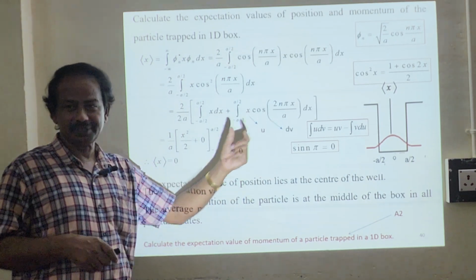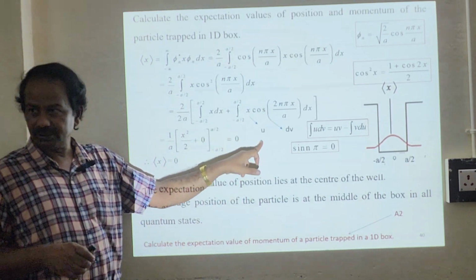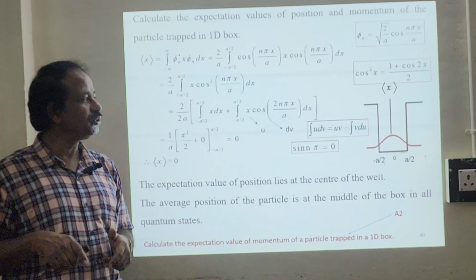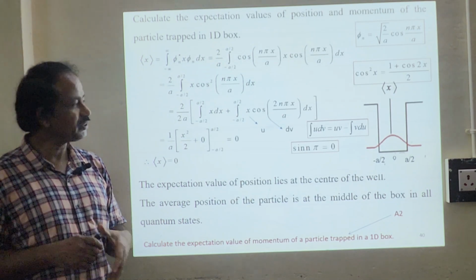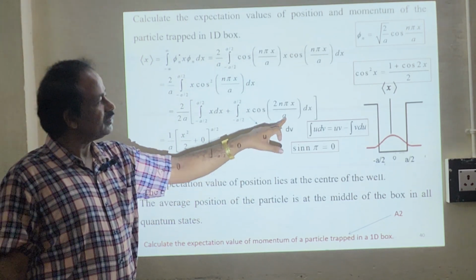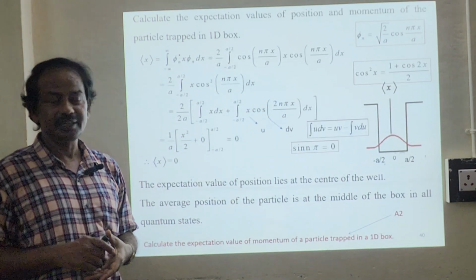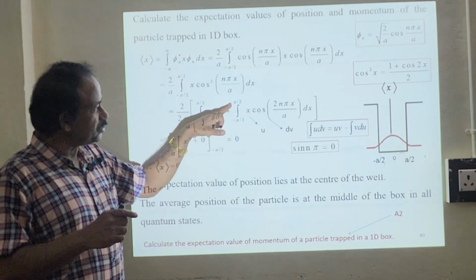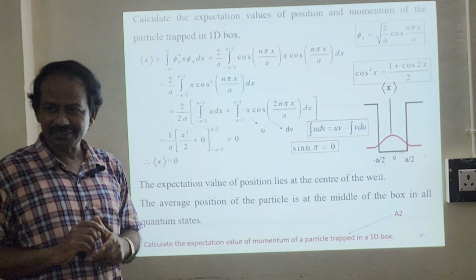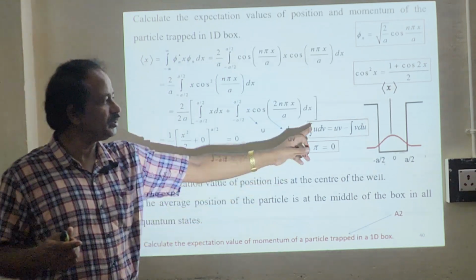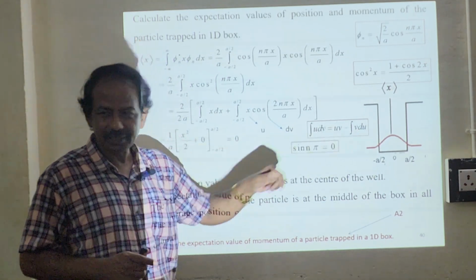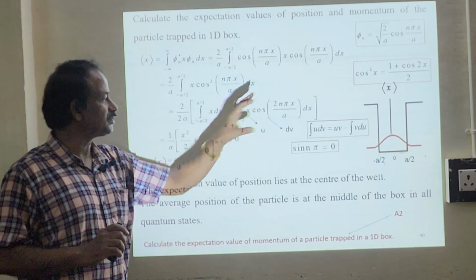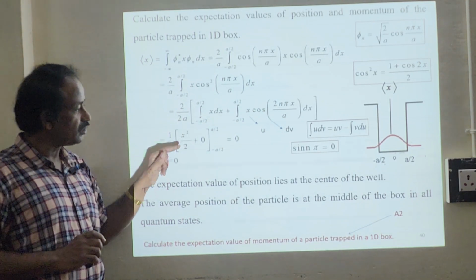As usual, we are going to solve this one by parts. We will consider this as u and this as dv. What is the formula that we are going to use? The integral of u dv equals uv minus the integral of v du. So this is u, and if this is dv, what will be v? It will be in terms of sine. Correct? You substitute the limits a by 2 and minus a by 2, you will get 0. So the uv term also will be 0. Again, if you substitute the limits in the v integral, that also will be 0. So the entire second term will become 0. The first term alone exists.